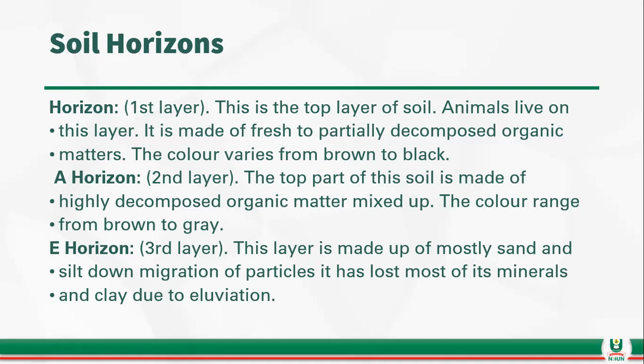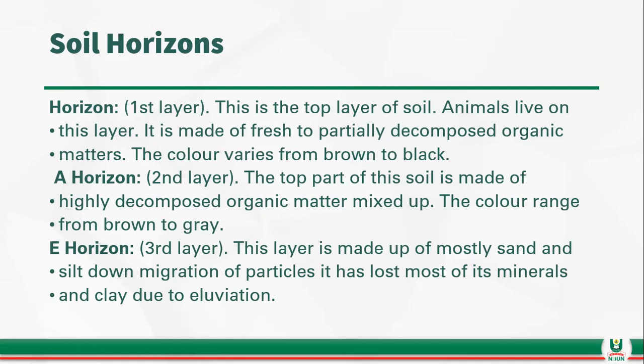So it is made up of fresh to partially decomposed organic matter. So the color varies from brown to black. The color of the topmost horizon varies mostly from brown to black. Why is this the color? It is because of the organic matter present in this horizon that constantly subjects it to this brown to black color.